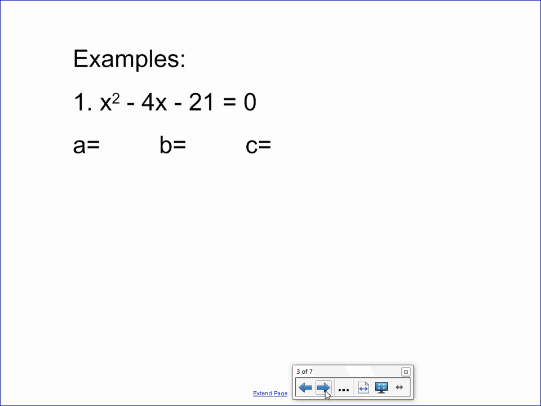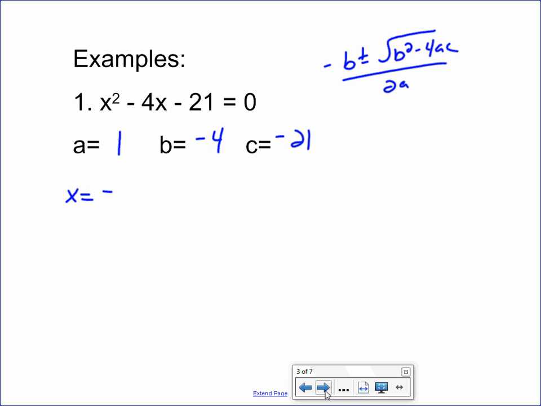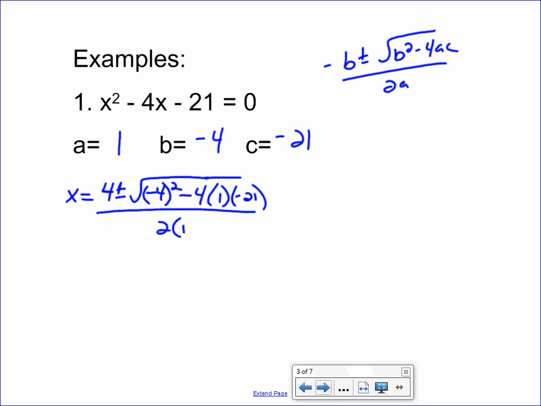Okay, so if we walk through a few examples here, in this case, hopefully we can see the a is 1, the b is negative 4, the c is negative 21. I'm just going to write it up here, negative b plus or minus square root of b squared minus 4ac all over 2a, just so we have it. So x would be equal to negative 4, so it's a positive 4, plus or minus the square root of negative 4, I'm going to put that in parentheses, squared minus 4 times 1 times negative 21, all over 2 times 1.